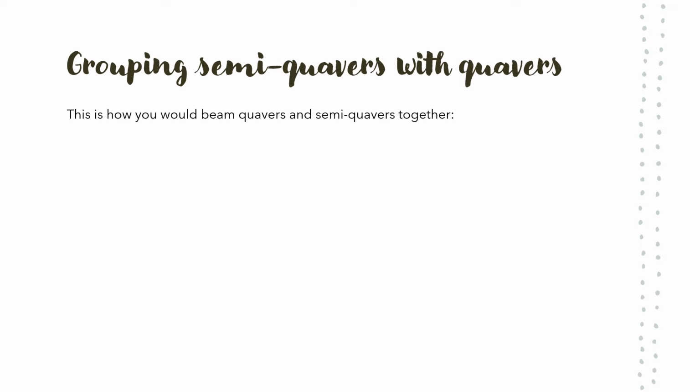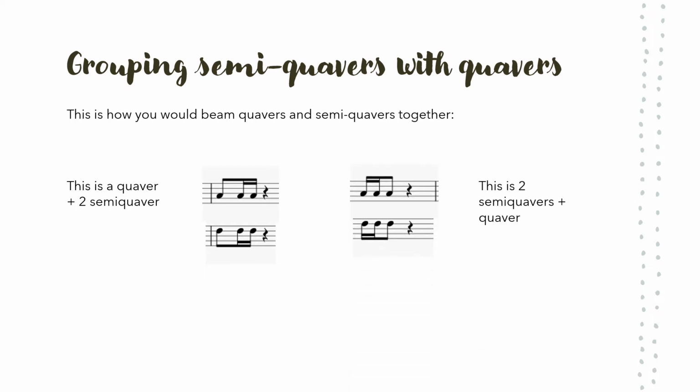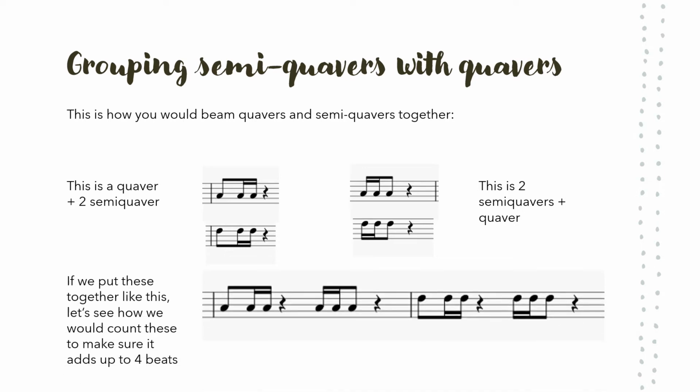So grouping semiquavers with quavers, you can group any number of notes together really in terms of quavers and semiquavers, and we'll go on to dotted notes later. But this is how a quaver and 2 semiquavers would look. As you can see, the quaver has 1 flag going across, and then when you hit the semiquavers, you have 2 flags. And then this is the reverse, so 2 semiquavers get 2 flags and then 1 flag for the quaver. So that's just standardized. If you had that grouping, this is how you would draw them. And if you put these together like this, that's what they'd look like in a bar. And this bar is adding up to 4 crotchet beats value.